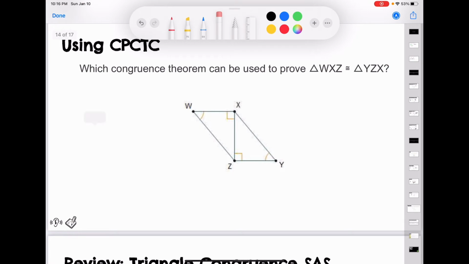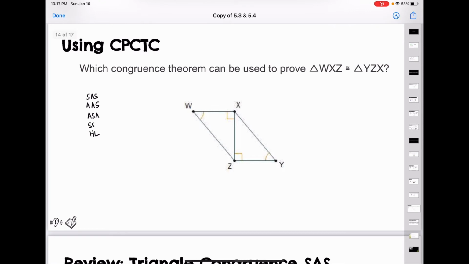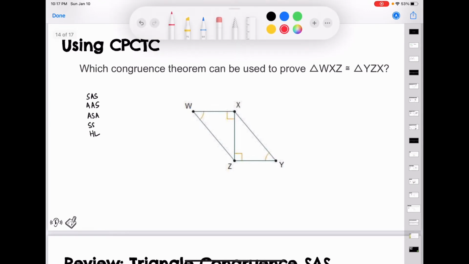Let's look at another example. Again, we're asked which theorem can be used to prove that WXZ and YZX are congruent to each other. So, in this instance, are we told anything about the sides? Well, not exactly. We may be able to assume congruence here because we do have the same side, right? Actually, I'm going to go ahead and just use one symbol just so we don't get confused.